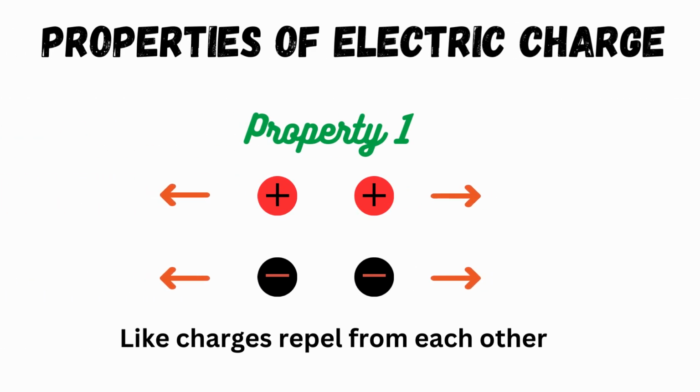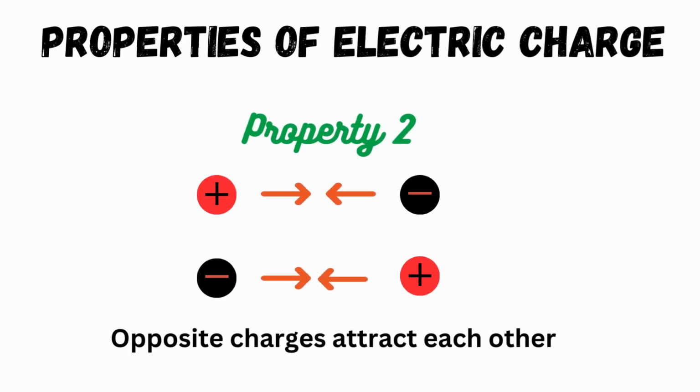Properties of electric charge. The first property is also called the Coulomb's law. It states that like charges repel from each other. Property 2 is also part of the Coulomb's law, which states that opposite charges attract each other. Now, here you can see that there is an attraction and there is a repulsion. So, there is a force between these charges. Hold on to that thought.